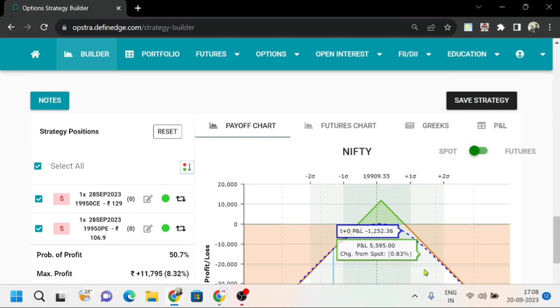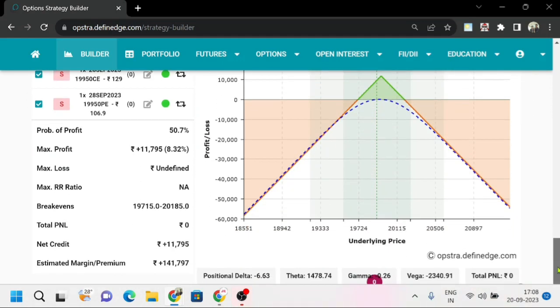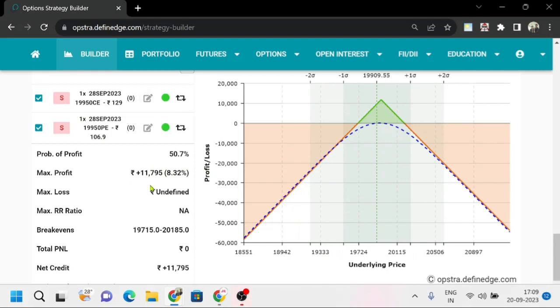The probability is 50%. Actually we have shorted the at the money call and put for the 28th September. So if the market settles within this range, that is 19,715 and 20,185, you are going to make profit. This is a simple strategy, but most of the traders use this word short straddle. But when a beginner enters the market, he will not be aware what is short straddle. That's what I want to show in this video.